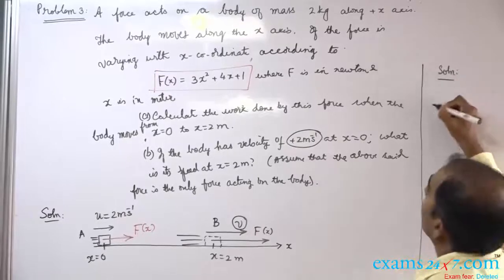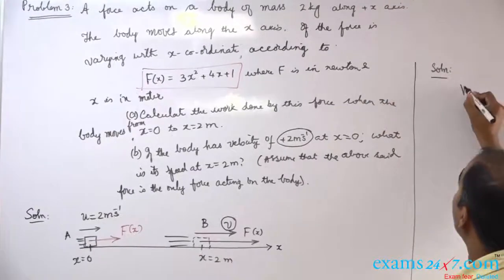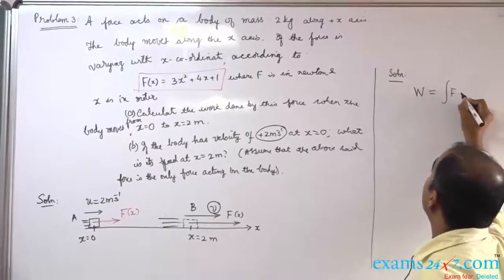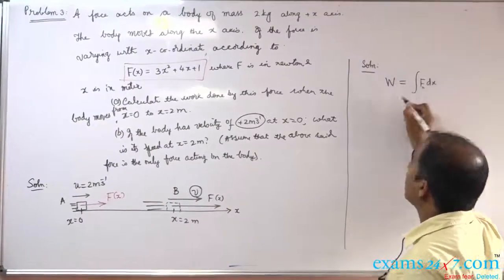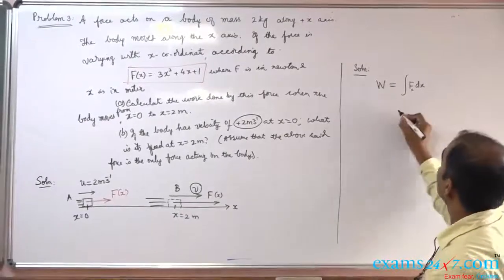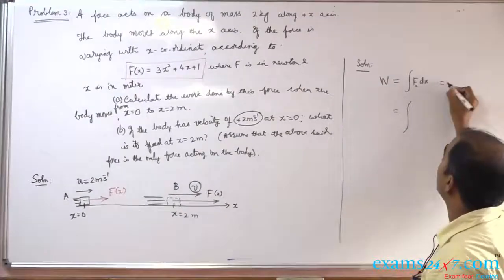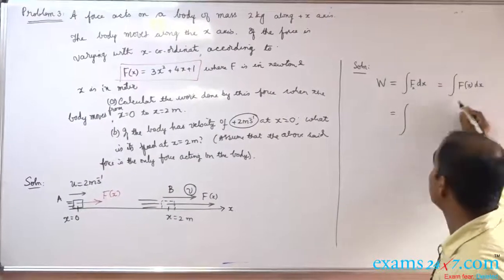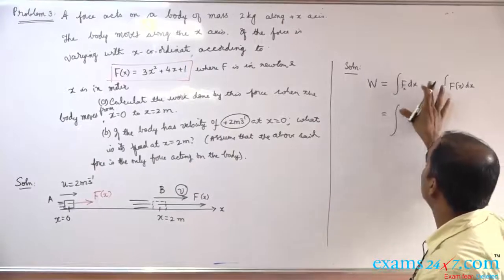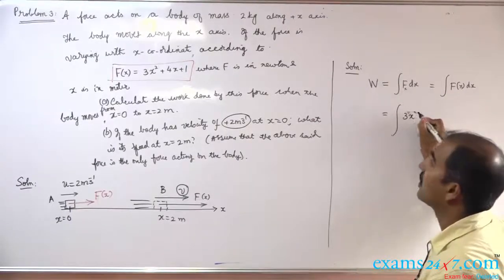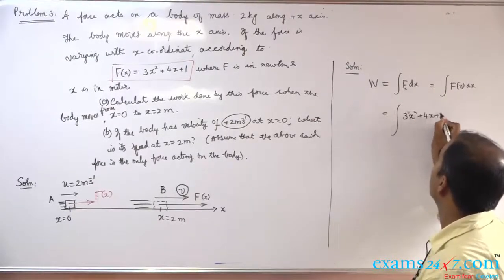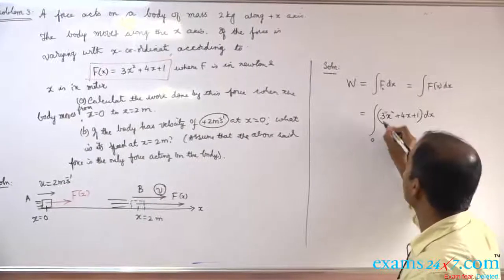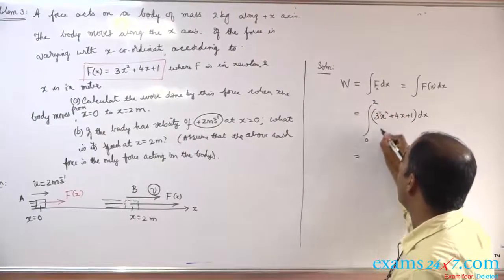Solution. We know work done by a force along the straight line is simply given by integral of F dx, or F of x dx. Previously we adopted a formula of this kind. F of x is 3x square plus 4x plus 1 dx. Now the displacement is from x equals 0 to x equals 2. It is a simple integration.